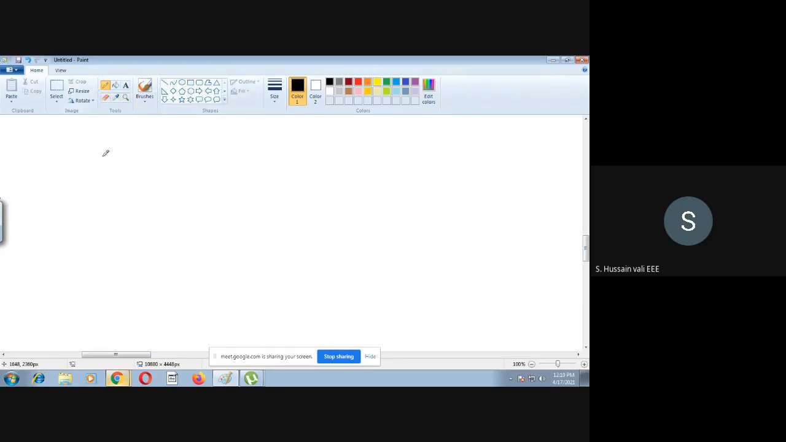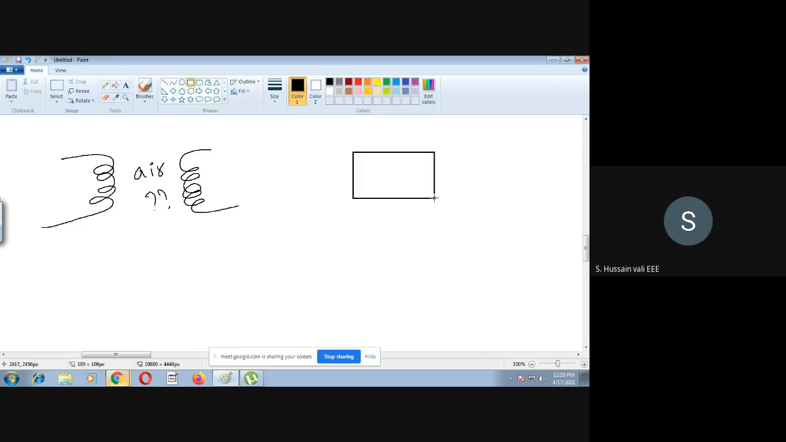Now see, in the case of the air core, the medium here is air. I will ask the question after we take the other case, that is the case of the magnetic core.